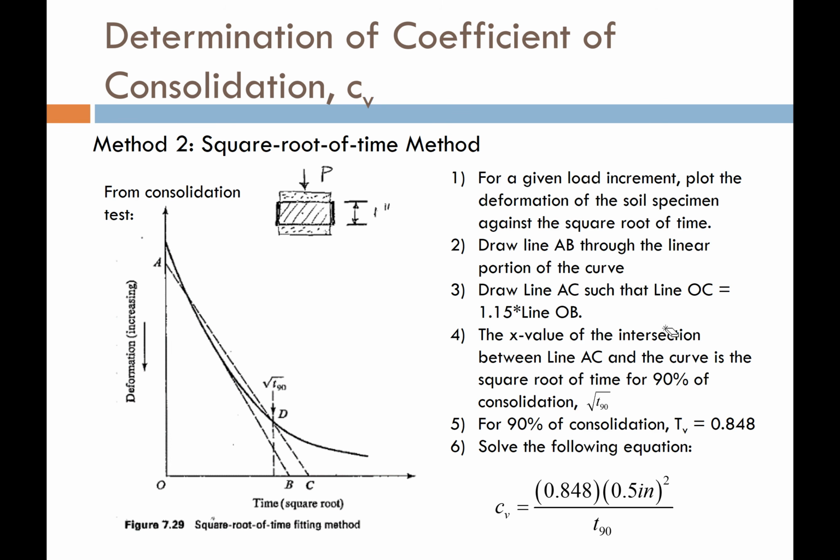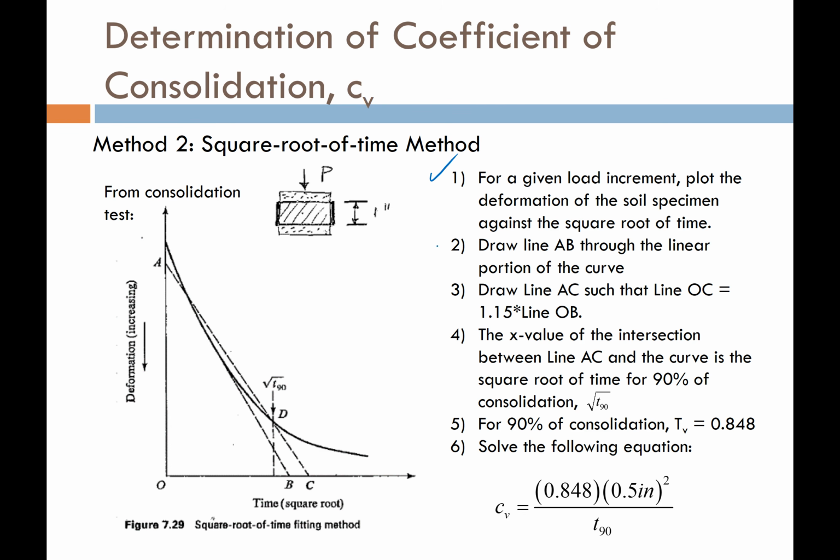So that's how we do it. Okay, the second method is called the square root of time method. In this method, we're going to plot our time rate curve, but instead of on a log of time, we're going to plot it on a square root of time plot on the x-axis. So take the square root of your times and plot them on the x-axis, and deformation is still linear on the y-axis. Let's go through the steps now for this one. On step 1, you're going to plot your time rate curve on a square root of time versus deformation curve.